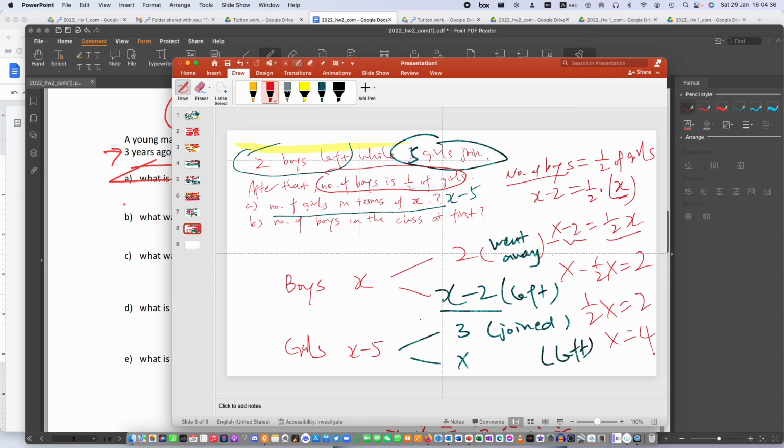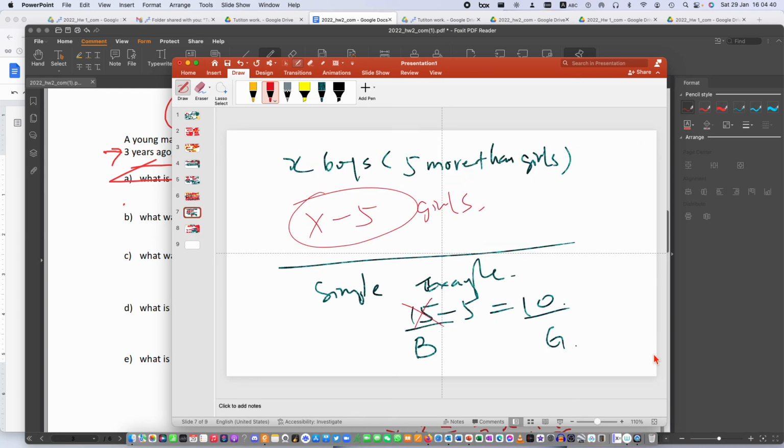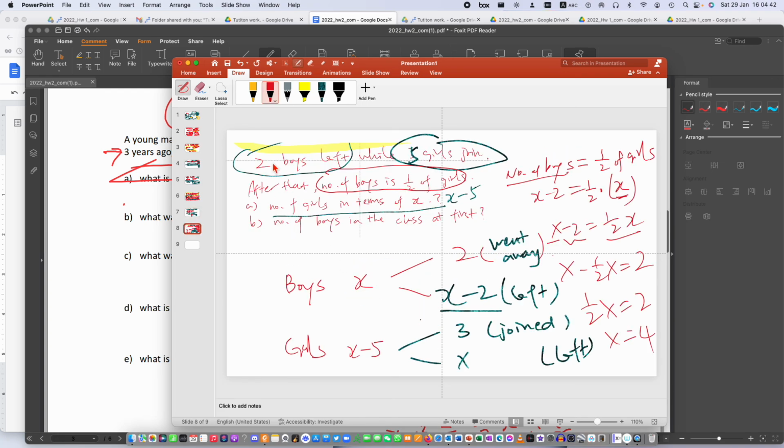Okay, so the number of boys in the class at first is what? 4. Right? If they ask you at last, what is the boys at last? Where should you look? This is at last. Right? Where is at first? Are you clear? Okay, good. So that's how you do it.